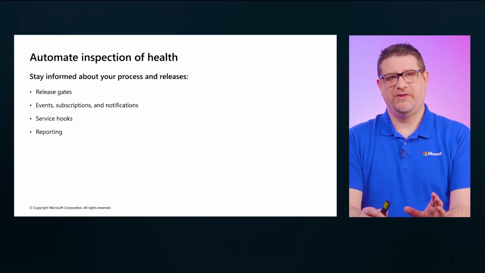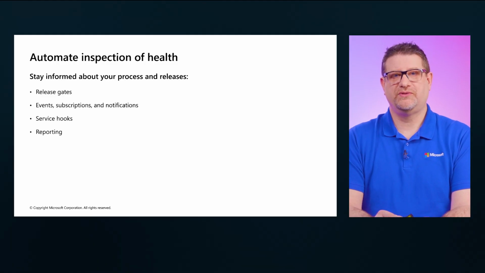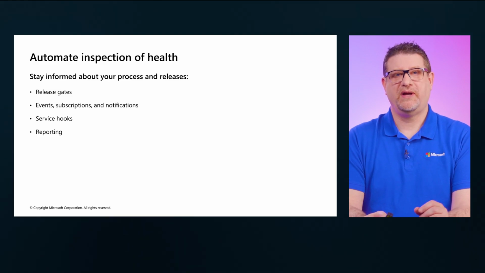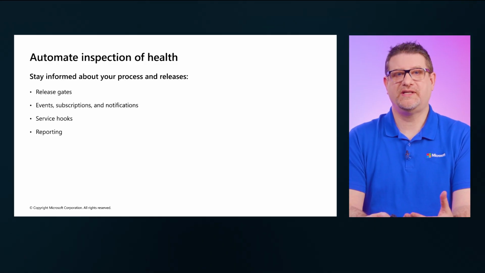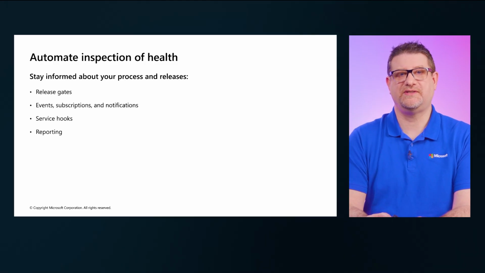Staying informed about the health of our release process is crucial for delivering reliable software. Azure DevOps provides powerful automation tools to help teams monitor and maintain the quality of our releases. By leveraging features like release gates, events, subscription notifications, service hooks, and reporting, we can set up automated checks that alert us to issues that may be coming up, track the status of our deployments, and ensure that every release matches our organization's standards.